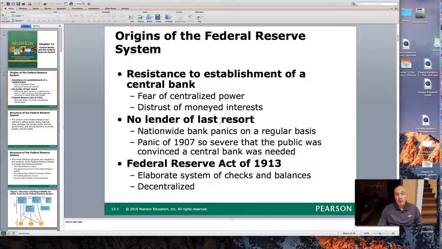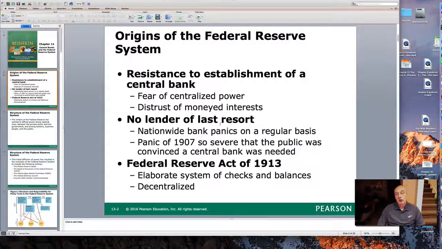The problem, though, was that there was no lender of last resort, and what we saw was that nationwide bank panics occurred on a regular basis. They were fairly frequent. As a matter of fact, the panic of 1907 was so severe that the public was sick of all of these bank panics and convinced that there was a need for a central bank. So the Federal Reserve Act of 1913 established the Federal Reserve System.